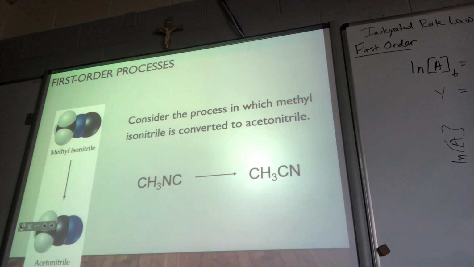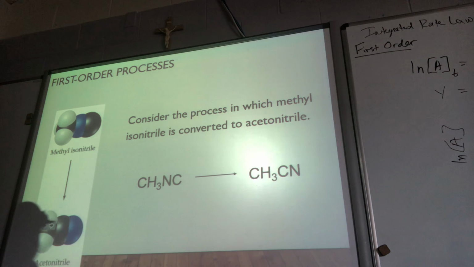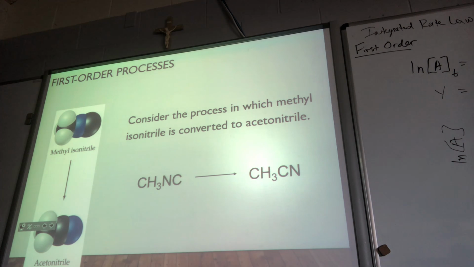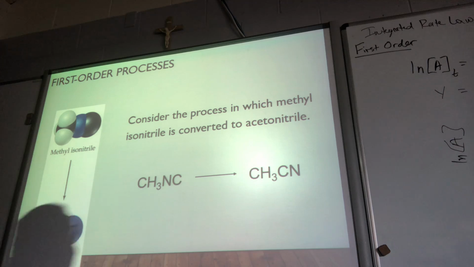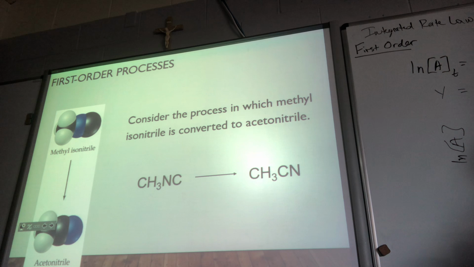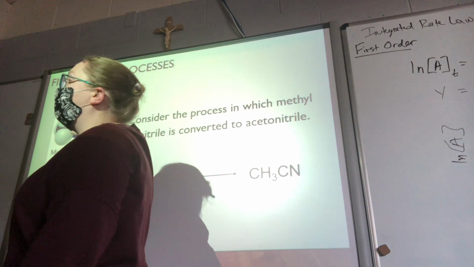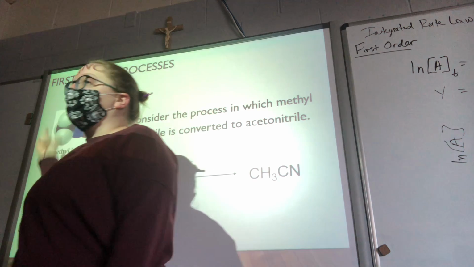All right, a first order process, as we talked about yesterday, says that as the concentration of something changes, the rate changes in the exact same way. You may remember that from yesterday when we were talking about looking at data. As something doubled, the rate would also double. That would mean that the reaction was first order with respect to that particular reactant. Our example up here is our methyl isonitrile being converted to acetonitrile. They look very similar, right? All that's really happening is this part of the molecule pops off, turns around, and attaches itself.